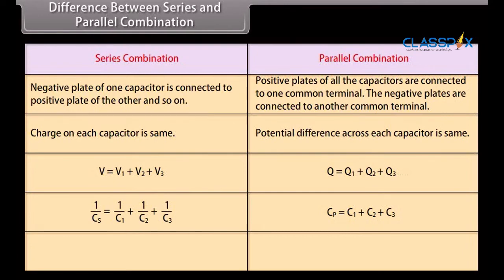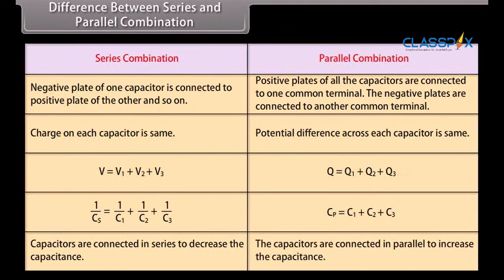In series combination, capacitors are connected in series to decrease the capacitance. Whereas in parallel combination, the capacitors are connected in parallel to increase the capacitance.